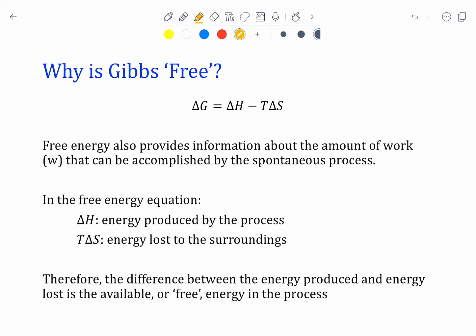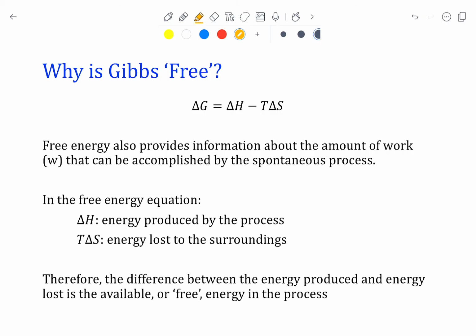So in our free energy equation, the delta H tells us the energy that is produced by the process, and the T delta S portion tells us the energy that is lost to the surroundings. So it tells us how much we made from the process and how much was given off during that process. Therefore, the difference between the energy produced and the energy lost is then free energy to use in the process. It's the remaining energy that is used in that process. So it's free to do whatever it wants, specifically the amount of work it relates to.